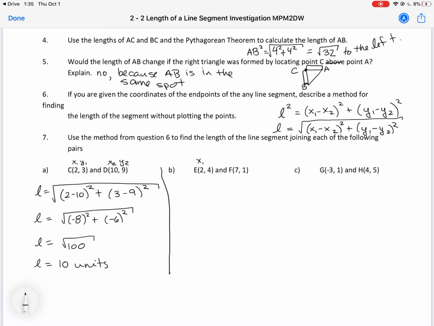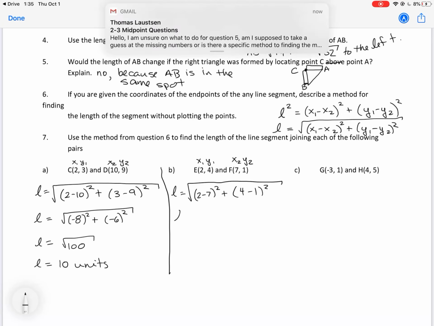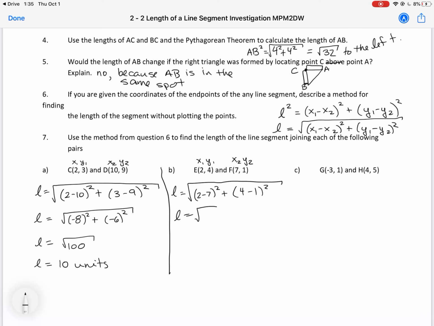Second example, same thing. Our first point is x1, y1, second point x2, y2, and we're going to put those values into our equation. So x1 minus x2 squared plus y1 minus y2 squared, and then we can continue through here. So minus 5 squared plus 3 squared, and then we've got 25 plus 9, which would give you root 34 units. You can leave it as an exact answer or continue further using your calculator.